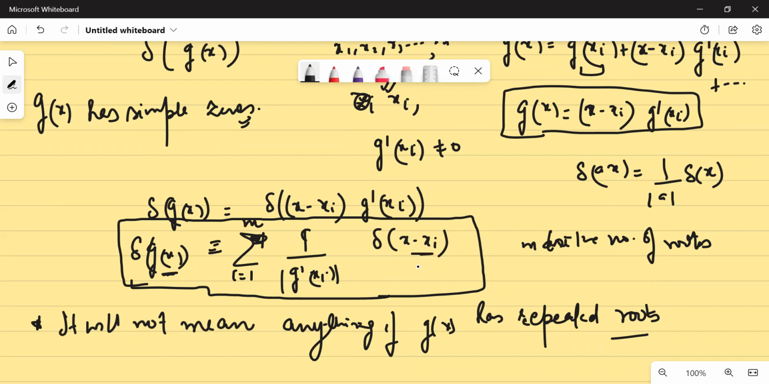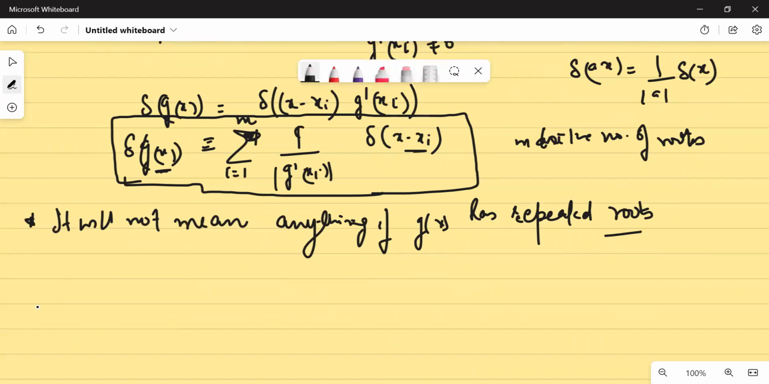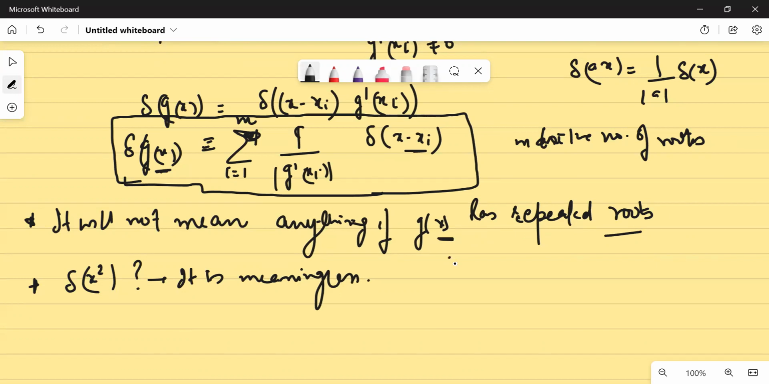So such questions these days are being asked in the examinations. That is why I wanted to tell you. So for example, you will never find such an expression. Never. Try to find this thing, it is meaningless. Why is it meaningless? I've already told you. All these things that I'm writing are only valid for simple zeros. x squared has multiple zeros at x equals 0. So this becomes meaningless. Okay. So I hope to continue in the next session.